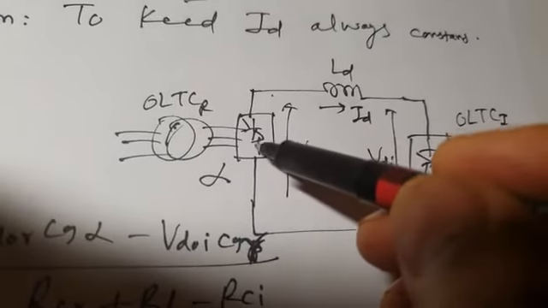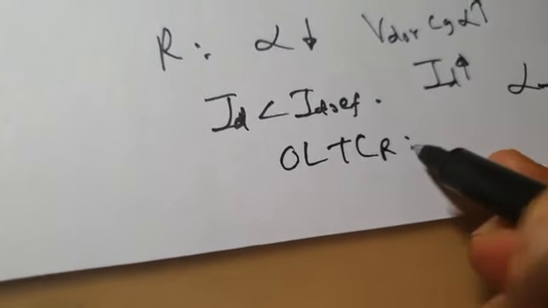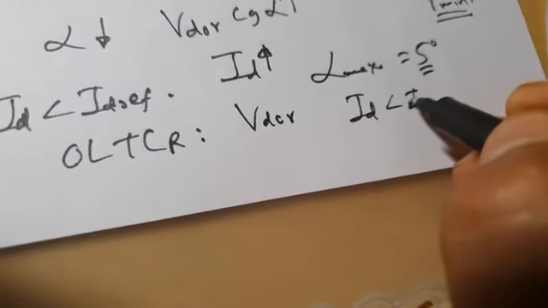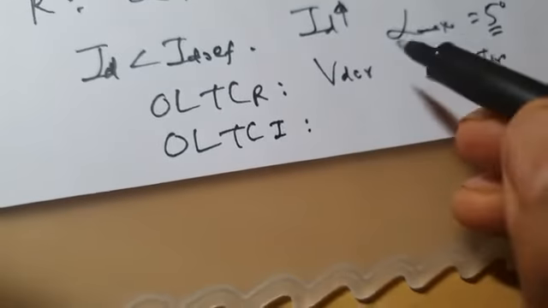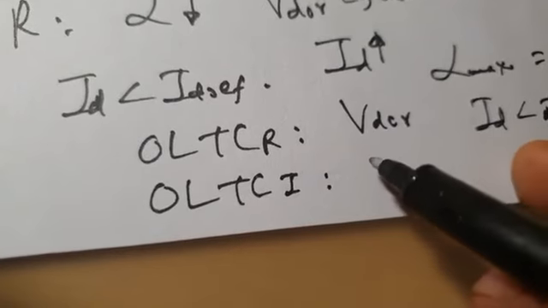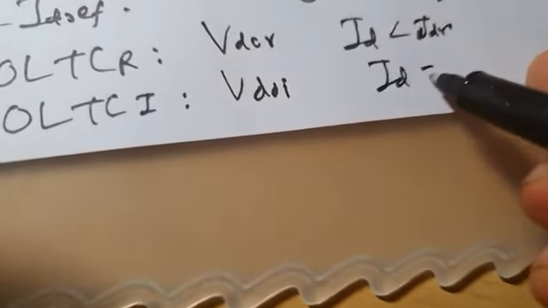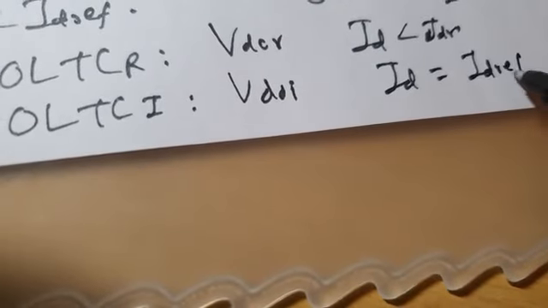On the rectifier side, online tap changing will operate. It will increase that tapping. Online tap changing on the rectifier side will increase VDOR, and it is now possible that ID has become equal to IDREF. But if ID is still less than IDREF, then inverter side online tap changing will operate. That will decrease the inverter side tapping, so that VDOI decreases and ID increases, and it is now possible that ID becomes equal to IDREF.